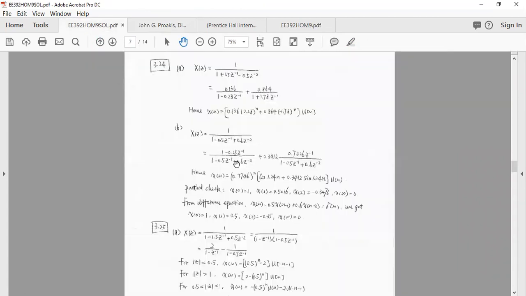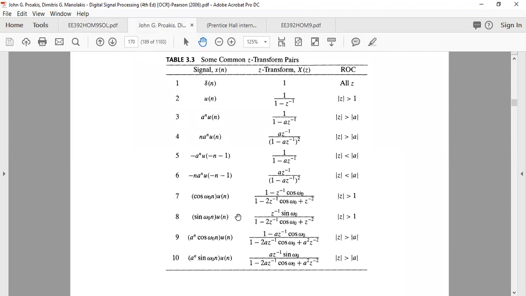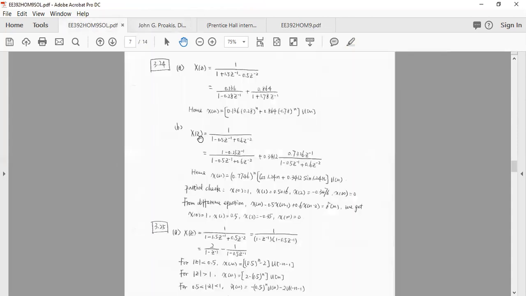The terms we have here are in terms of z to the power of negative 2, z to the power of negative 1, and 1 itself. Cos of omega naught n multiplied by u of n gives us one particular Z transform, and sine of omega naught n gives us another. So we can manipulate the equation so that we can rewrite the inverse Z transform in terms of cosine and sine.